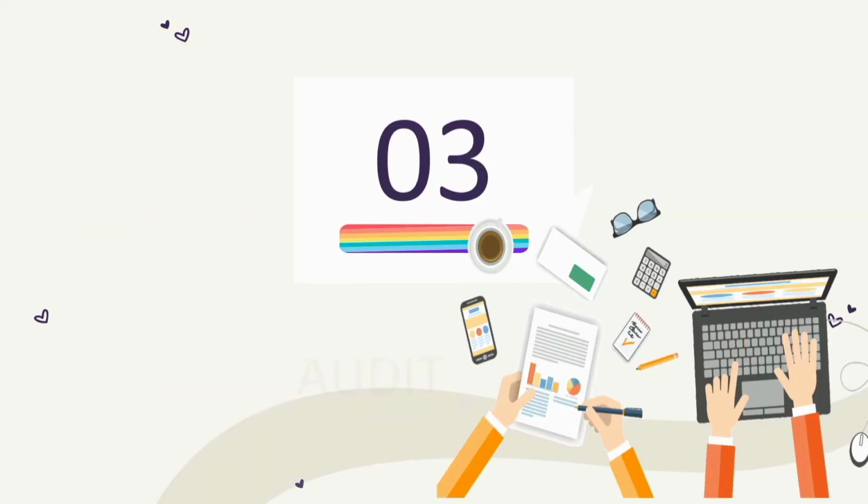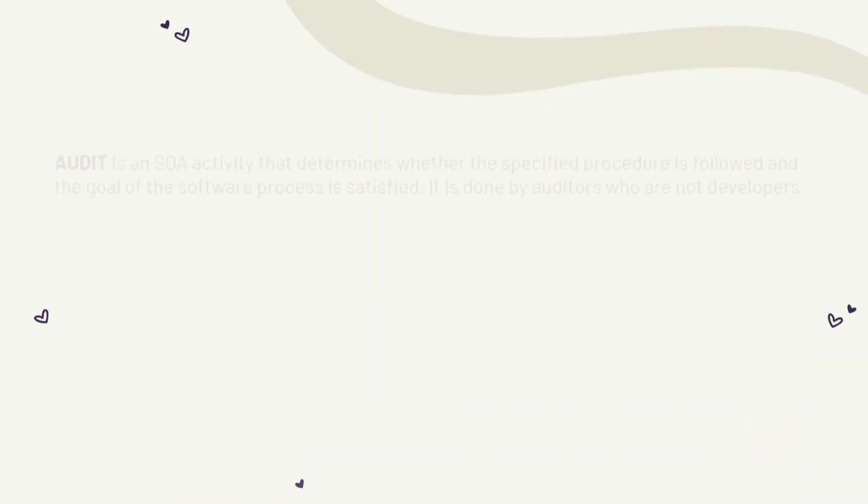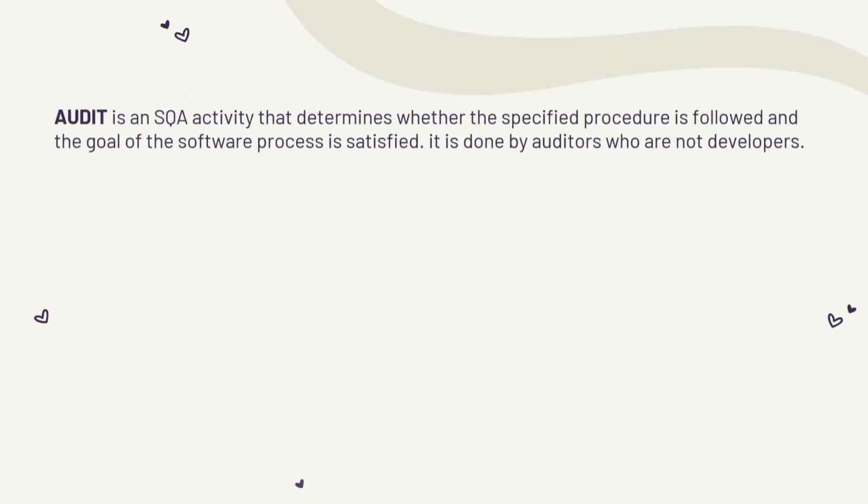The third one, audit. Audit is an SQA activity that determines whether the specified procedure is followed and the goal of the software process is satisfied. It is done by auditors who are not developers.